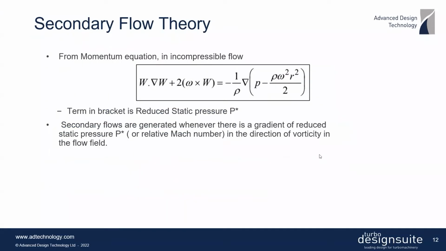And then in fact, you can use the momentum equation and express the Coriolis and streamwise curvature accelerations in terms of gradients of reduced static pressure. And this is for incompressible flow, whereas for compressible flow, this will be enthalpy. And in fact, you can show that secondary flows are generated whenever there is a gradient of reduced static pressure, or relative Mach number in the case of compressible flows, in the direction of vorticity in the flow field. And this is actually a very easy way to look at the problem and then solve the issue.